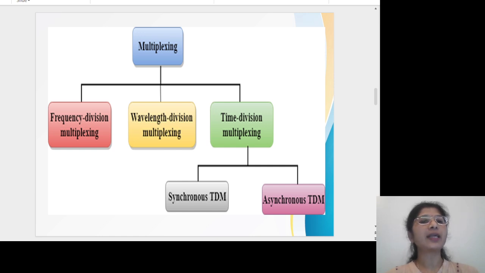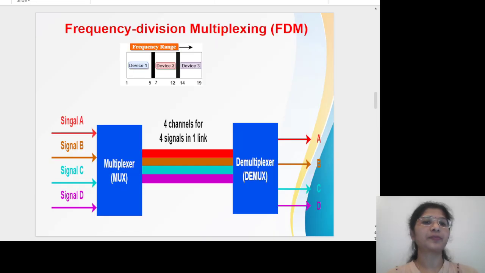Multiplexing is divided into three categories: frequency division, wavelength division, and time division. And in time division multiplexing, synchronous and asynchronous time division multiplexing is also found.